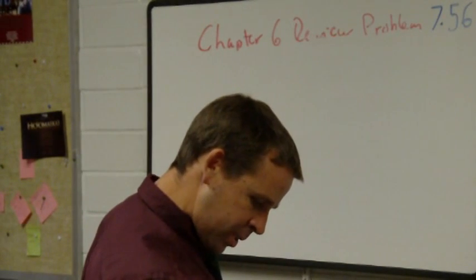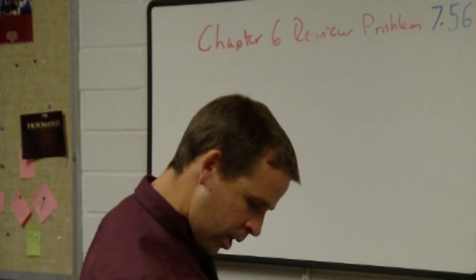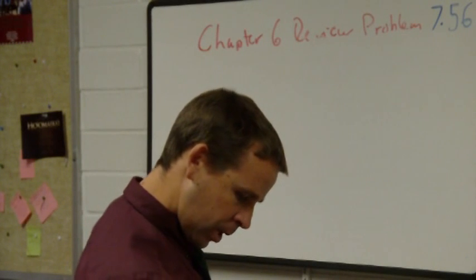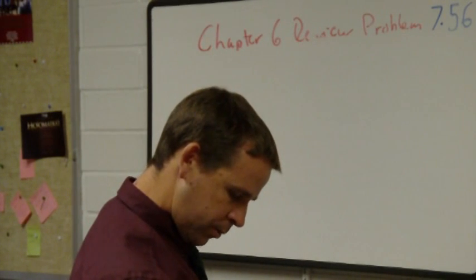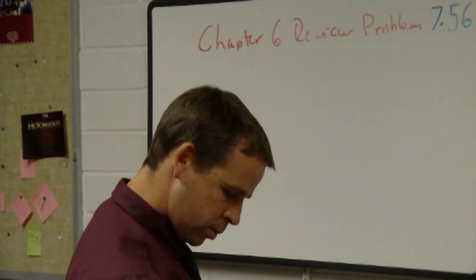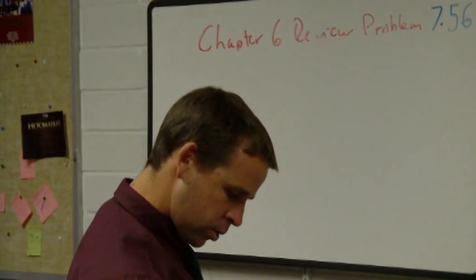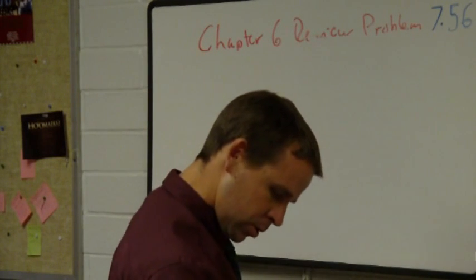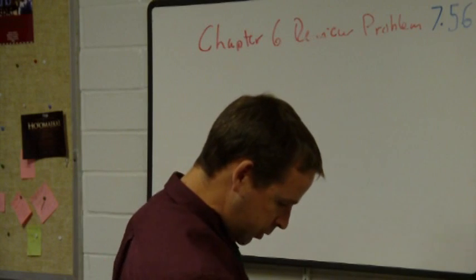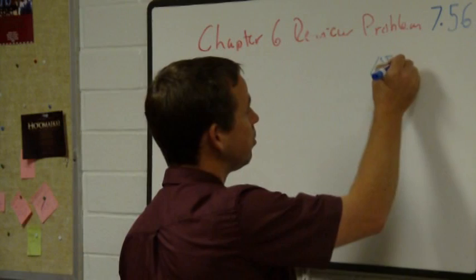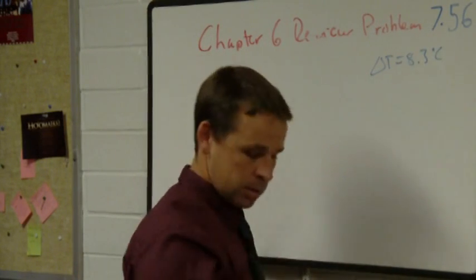Problem 756: nitric acid neutralizes potassium hydroxide. To determine the heat of reaction, a student placed 55 milliliters of 0.13 molar nitric acid in a coffee cup calorimeter. The temperature was 23.5 degrees Celsius, and the student added 50 milliliters of 1.5 molar potassium hydroxide, also at 23.5 degrees Celsius. The mixture was stirred quickly with a thermometer, and its temperature rose to a final temperature of 31.8. 31.8 minus the initial 23.5 gives a change in temperature of 8.3 degrees Celsius.